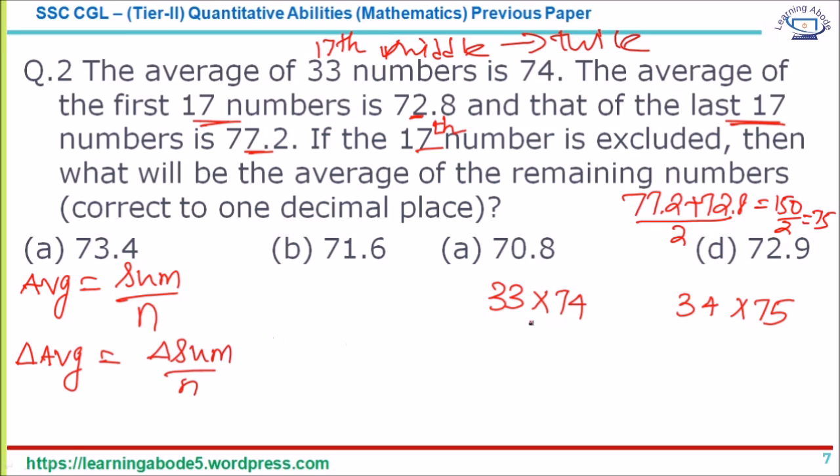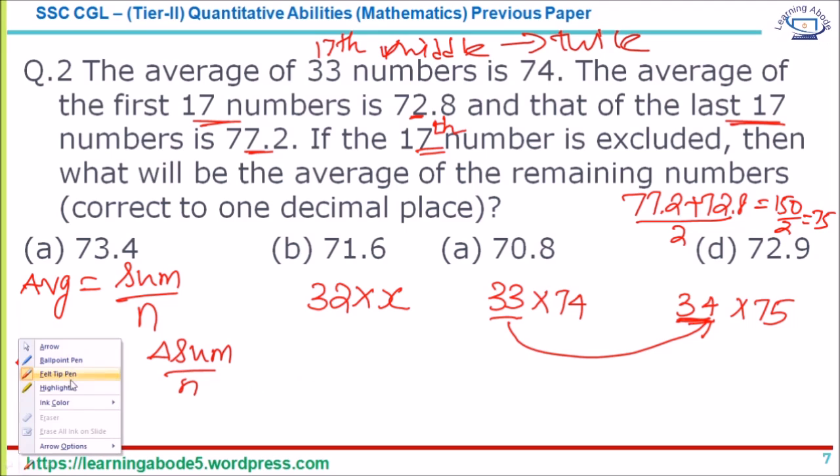So now for these 33 numbers, 74 is the average. When it is 34 numbers, 75 is the average. Now what is the question? If you remove that 17th number, that is, if you have only 32 numbers, what is the average now? That is the question. Now let us try to solve this question.